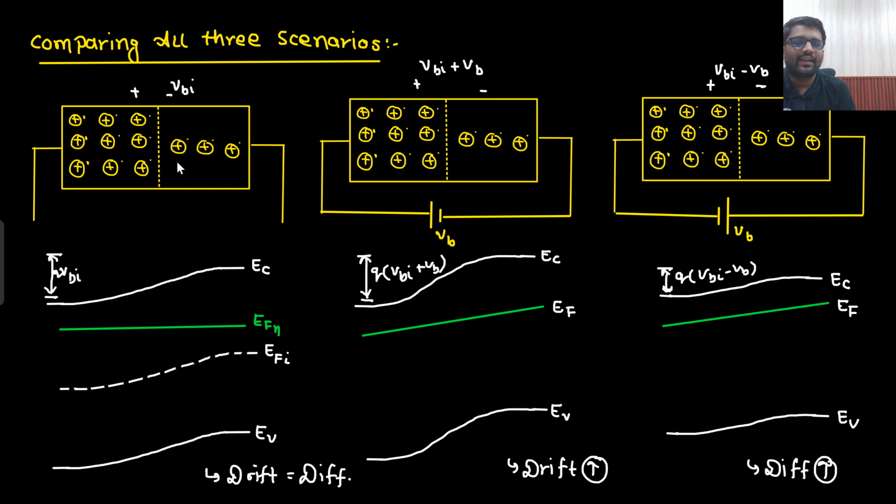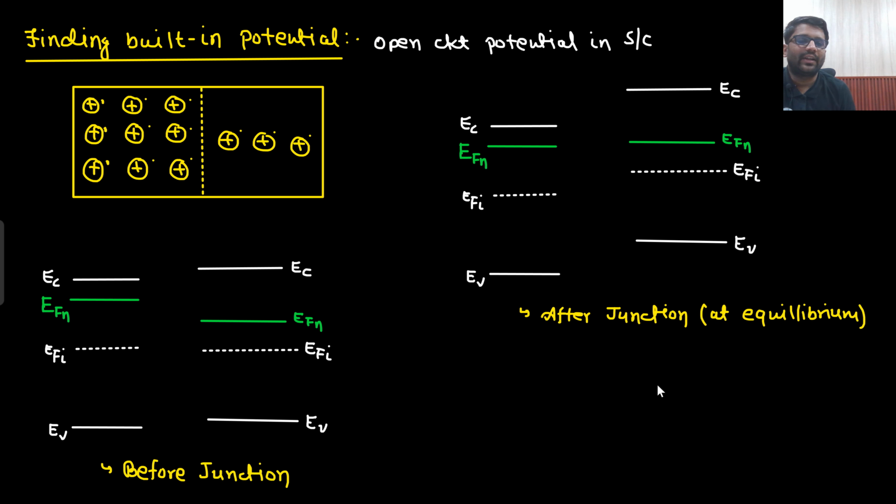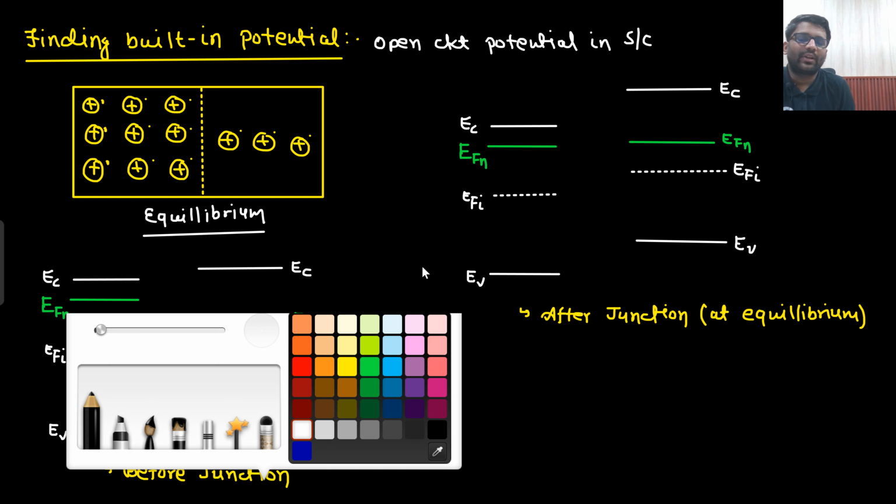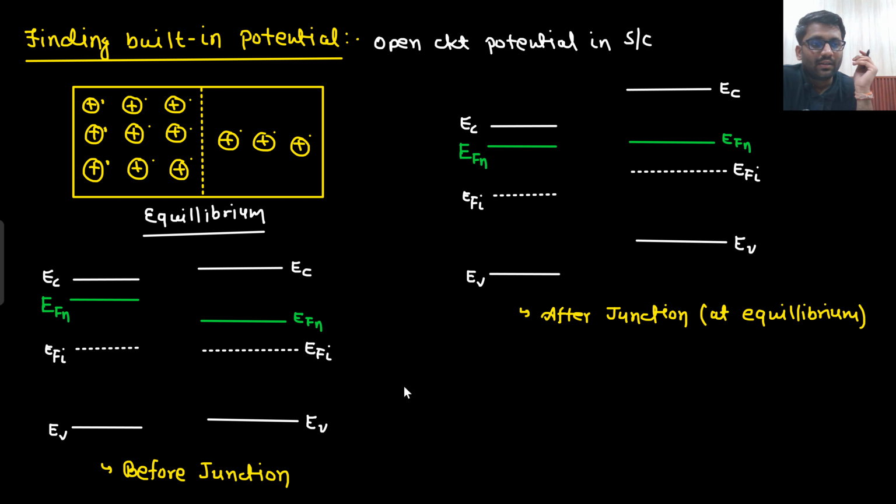Okay. Now let's find out the expression of this built-in potential. We have already found out the expression of built-in potential, but using the mathematics. Now using the diagram only, I will find out the built-in potential. So what is the meaning of built-in potential? When there is no external bias, or you can say open circuit, then what is the potential that has been set up inside the semiconductor? That is known as built-in potential. When the semiconductor is under equilibrium without any external bias, no external bias means equilibrium condition only, then what kind of potential has been built up? That is known as built-in potential.